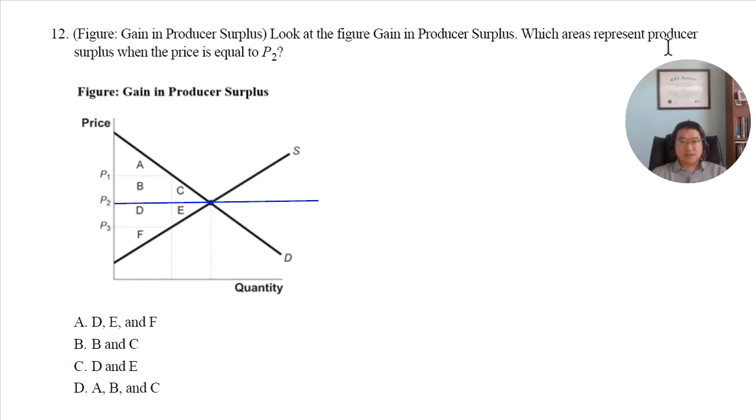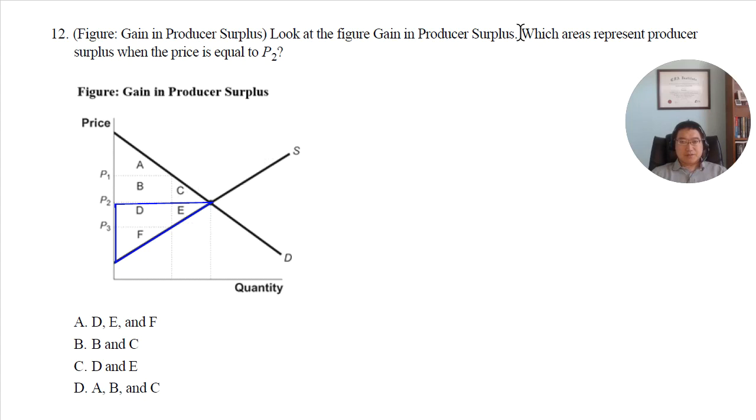And the question is, what's the producer surplus? Which area? Obviously, here it is. This triangle, the area below the market price P2 and above this supply curve. The supply curve is the producers' willingness to sell.